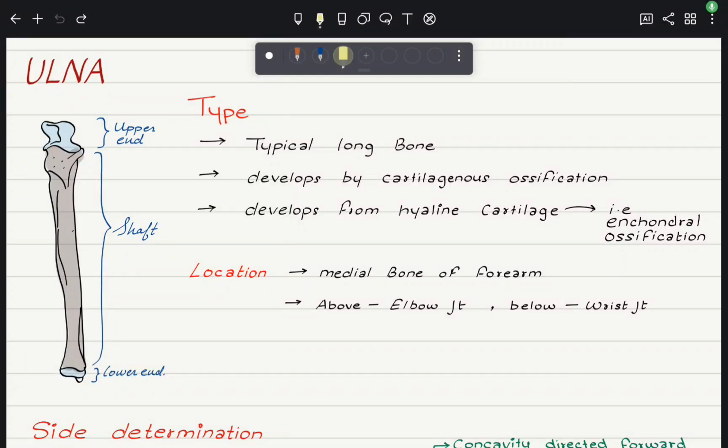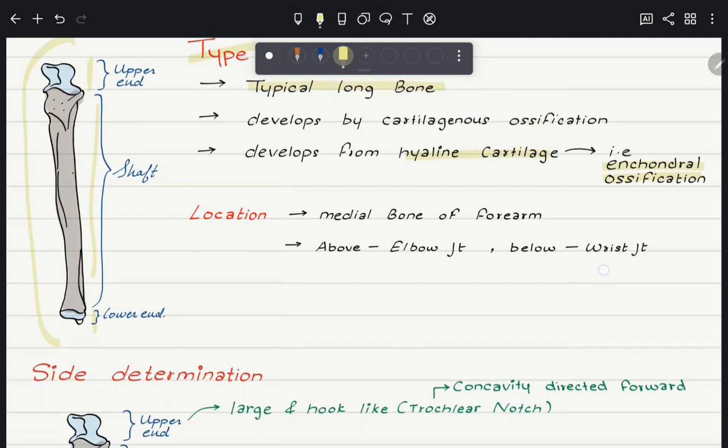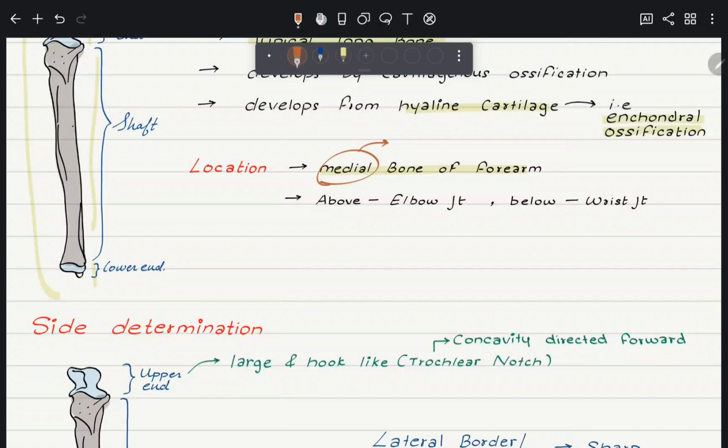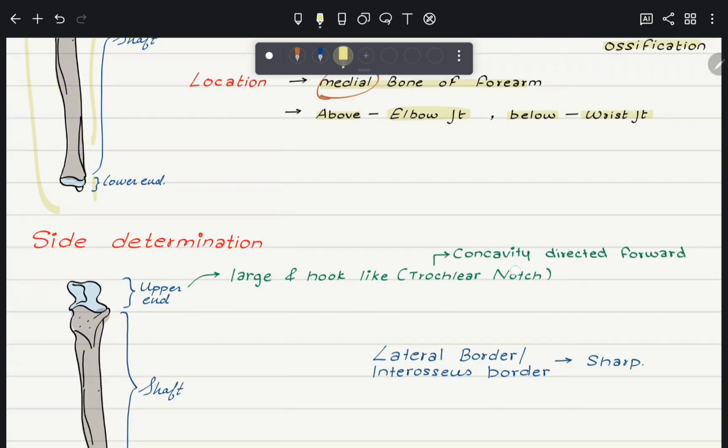Talking about the ulna, here we have the upper end, the shaft, and the lower end. This here is the ulnar diagram. It is a typical long bone. It develops from cartilaginous ossification, or say endochondral ossification, that means it develops from the hyaline cartilage. Talking about its location, it is the medial bone of the forearm. Now you know medial means closer to the center of the body. Above the ulna we have the elbow joint and below we have the wrist joint.